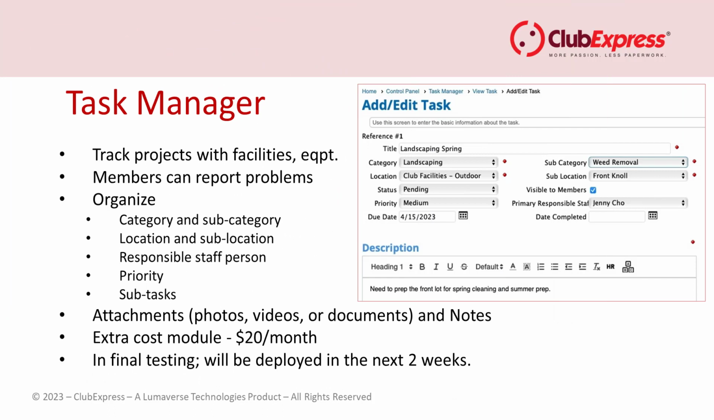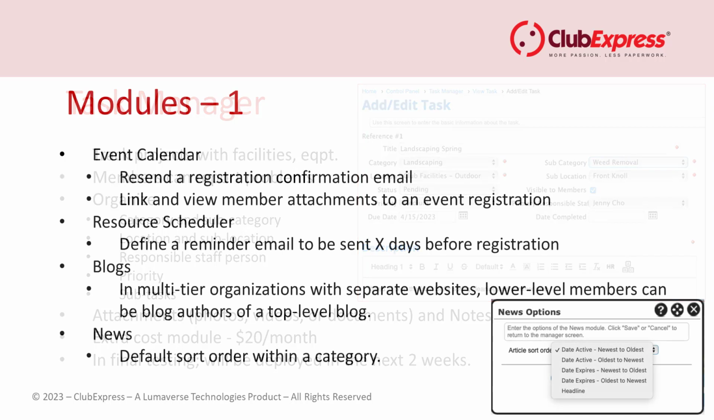So this will be an extra cost module once it's deployed. We're planning on charging $20 a month. It's a fairly specialized module. There's a lot of clubs and associations that won't use it. It's in final testing right now, and it will be deployed in the next couple of weeks.